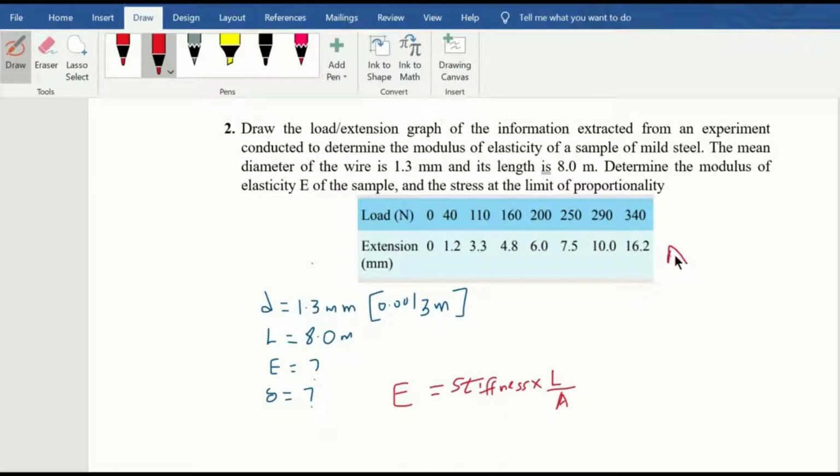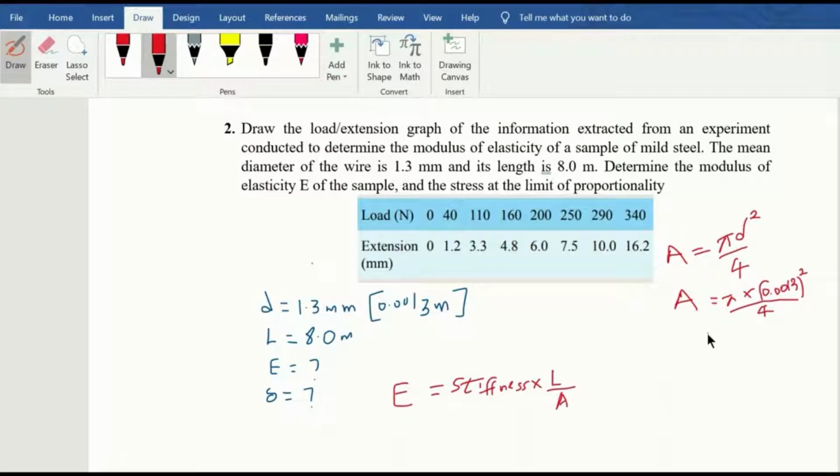To get my area, the area is equal to pi d squared over 4. So I have to get my area. Then to get my stiffness, I will have to plot a graph. So we have area equal to pi times my diameter, 0.0013 meters, squared, divided by 4.